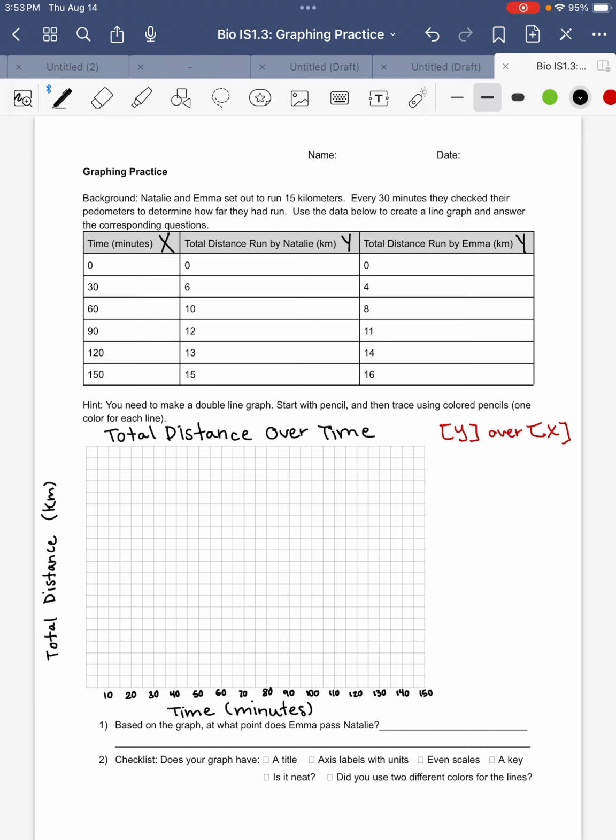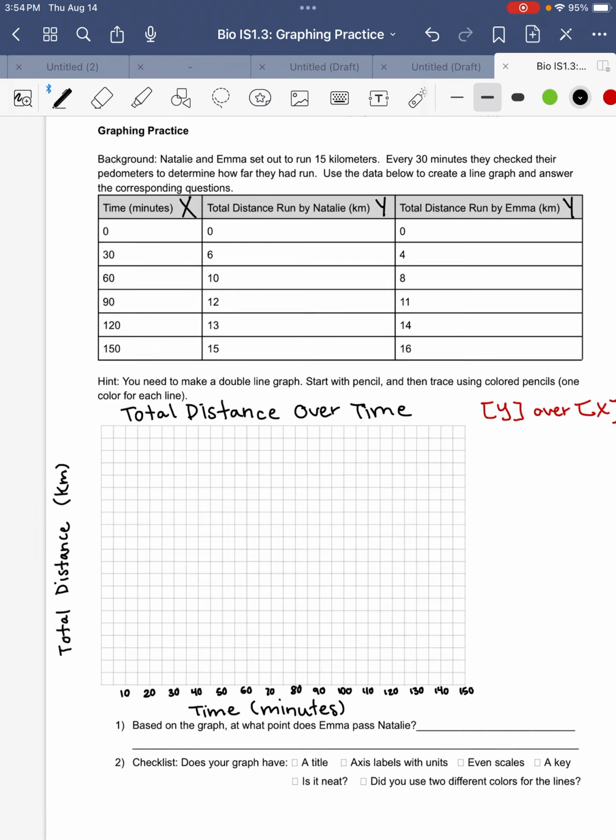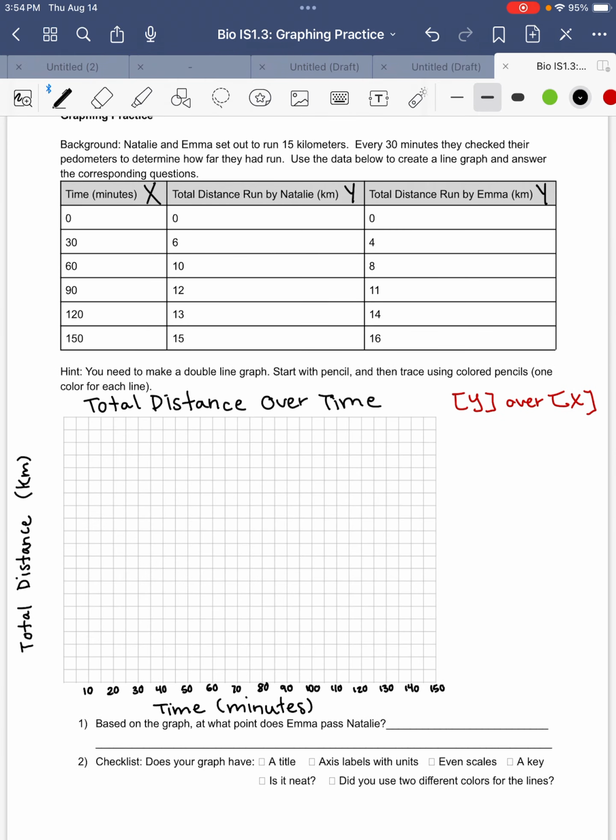Okay, now we're going to do the same thing for our y-axis. This is where people sometimes get tripped up. Because what they want to do is they want to say, okay, well, we're going to say 0, 6, 10, 12, 13, 15, because that is what they're seeing on the data table. But that's not an even scale, right? That won't make a graph that makes any sense. And so what we need to do is we need to find the highest number that we're going to plot on our y-axis. So we can see here that is 16. So we know that our scale needs to get up to 16.